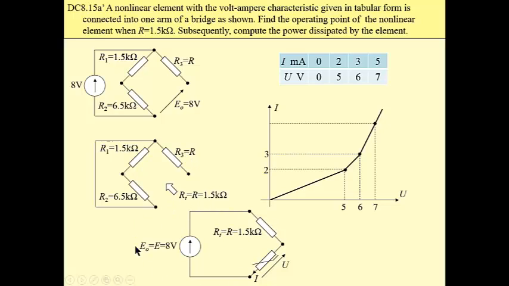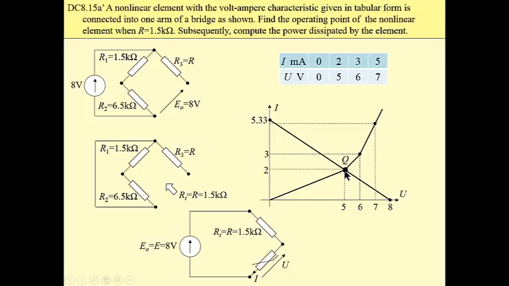Then we have the following circuit to be solved graphically. A linear resistor, a linear element, and a voltage source in series with a nonlinear element. Its characteristic is drawn here. Now we have to draw the so-called load line, a line which is determined by this resistance and this voltage source. Then this line crosses the voltage axis at 8 volts and the current axis at 5.33, which is 8 divided by 1.5 kilohms. These are milliamps on the vertical axis.